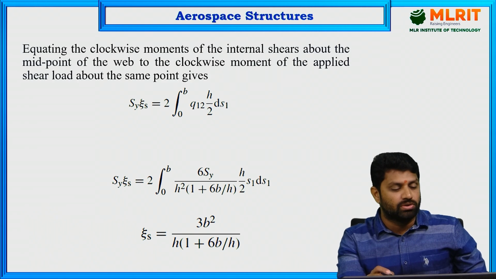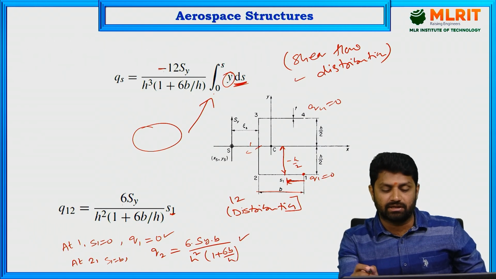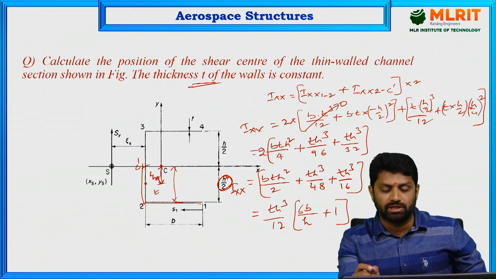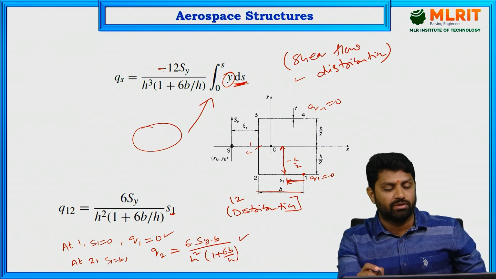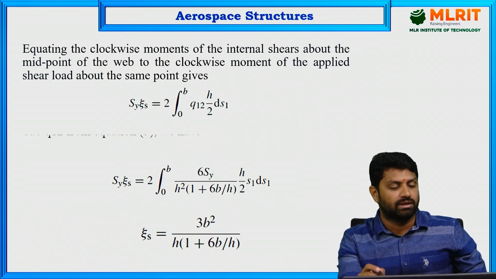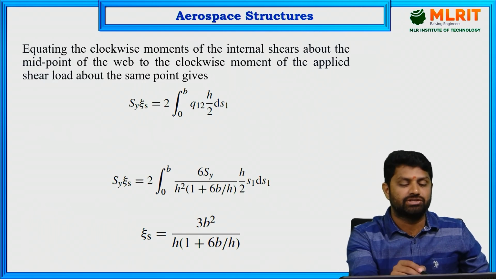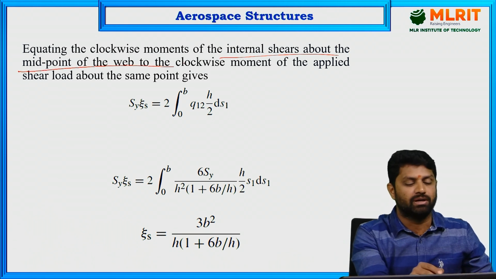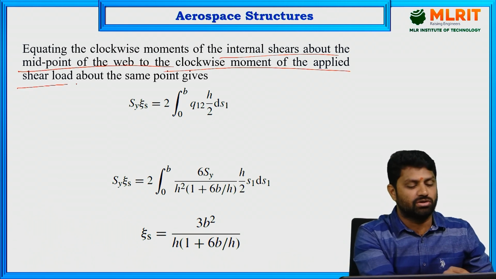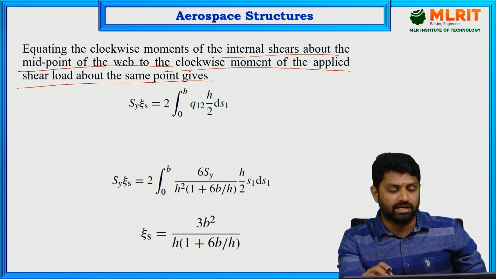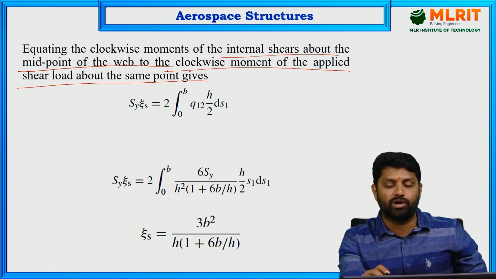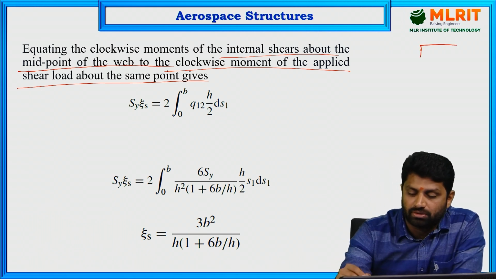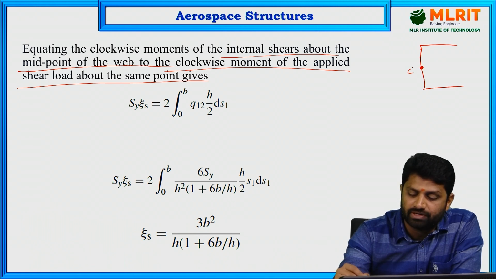So now how do you get the shear center? As we discussed in the starting of this, to get the shear center position, we have to take the moment about a suitable point and equate that to 0. So for this problem, we are equating the clockwise moments of the internal shears about the midpoint of the web to the clockwise moment of the applied shear load about the same point. Where is that web? We considered here a channel section. So this is the midpoint of the web, which we assume as C dash.